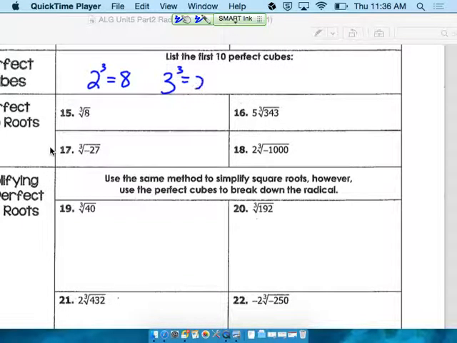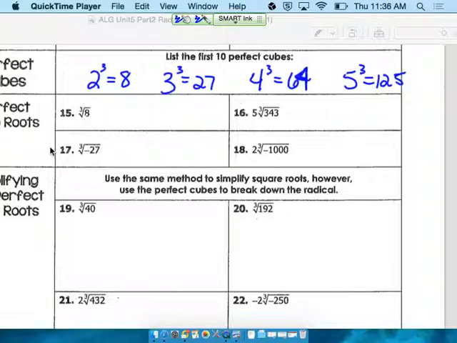3 times itself 3 times. 4 times itself 3 times. That's 64. And then 5 times itself 3 times. So the cube roots are not quite as familiar to us as square roots are, but it's the same logic.